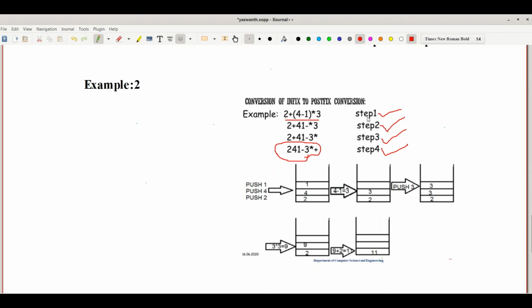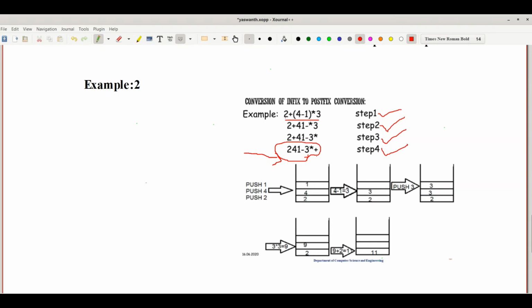If they ask like this, first you have to convert that infix expression to a postfix expression. As I told in example one, do it the same way by step 1, step 2, step 3, step 4. If you do, you will definitely get it. If you have any doubt, post in the chat box. I will explain in the next class. Okay. And after getting the postfix expression, this is your postfix expression.